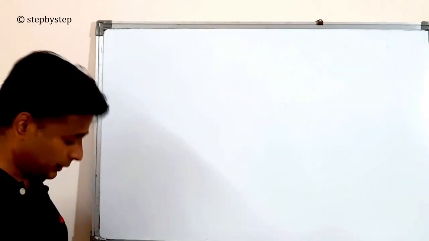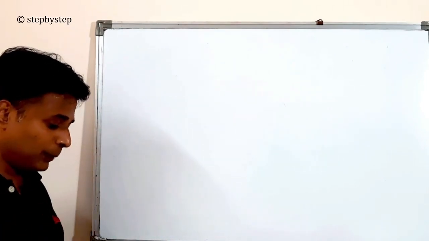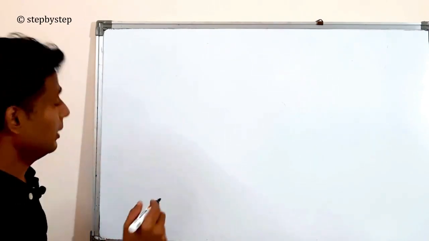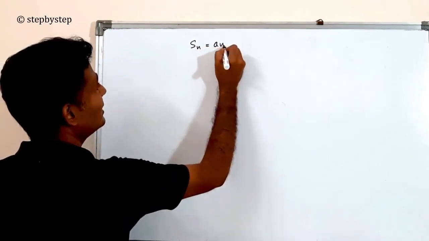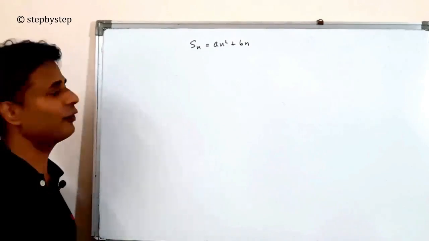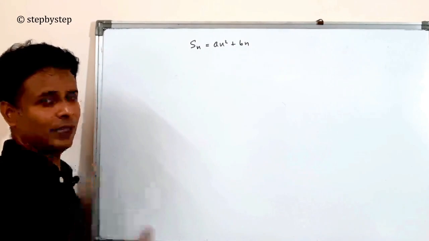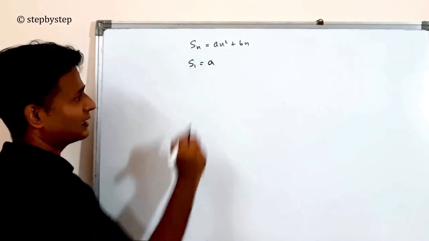Now the 12th question. If the sum of first n terms of an AP is an square plus bn, find its common difference. So the sum of n terms is an square plus bn. We have to find the common difference. Now like I said, S of 1 is the first term. In previous videos we have discussed this. So S of 1 is equal to a itself.